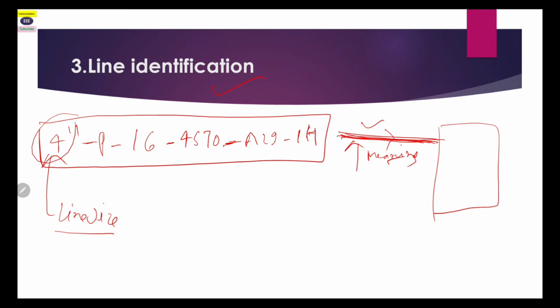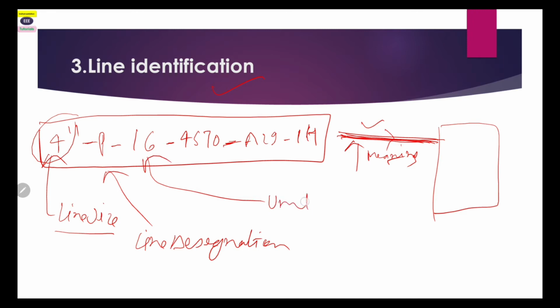Okay, and now the second point is line designation. We will see in our next section what is the meaning of line designations. Okay, and this is simply meaning of the unit number, unit or plant number. And what is the meaning of this? This is the meaning of the line number.